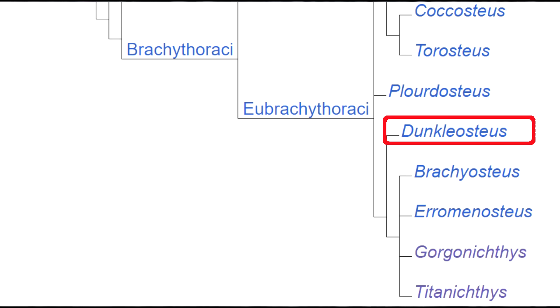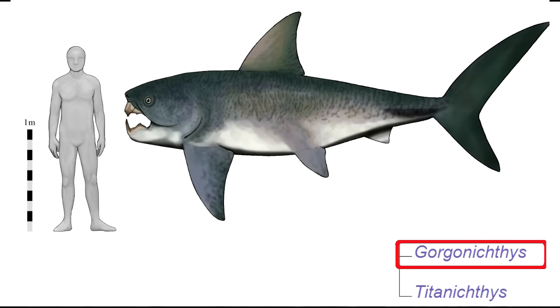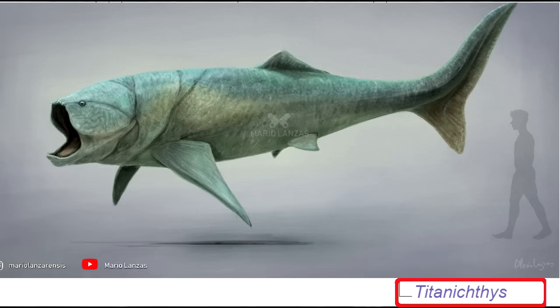Dunkleosteus may have been the most impressive placoderm, but maybe not the largest. There were a couple of other close relatives like Gorgonichthys, which was almost as bad. It still had shearing blades instead of teeth, but notice the reduction in the armor. Then there was Titanichthys, which, like many giants, was a filter feeder.